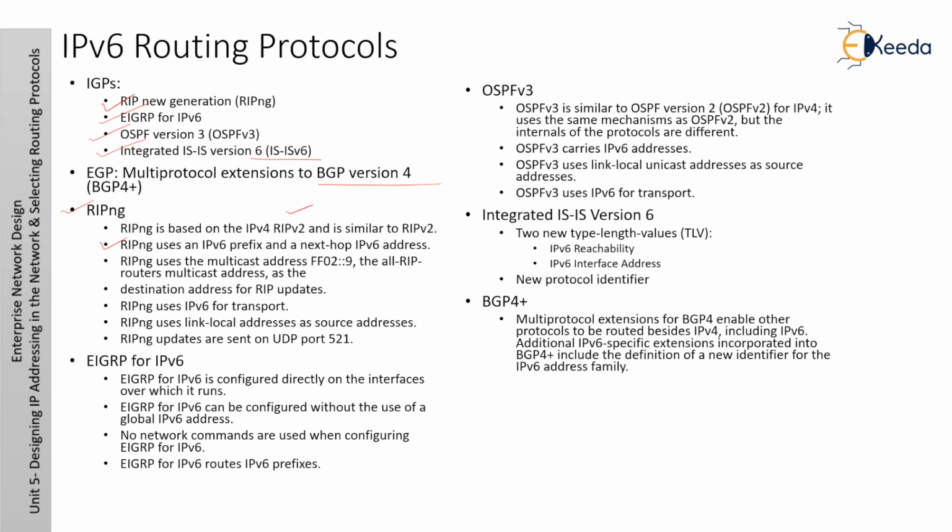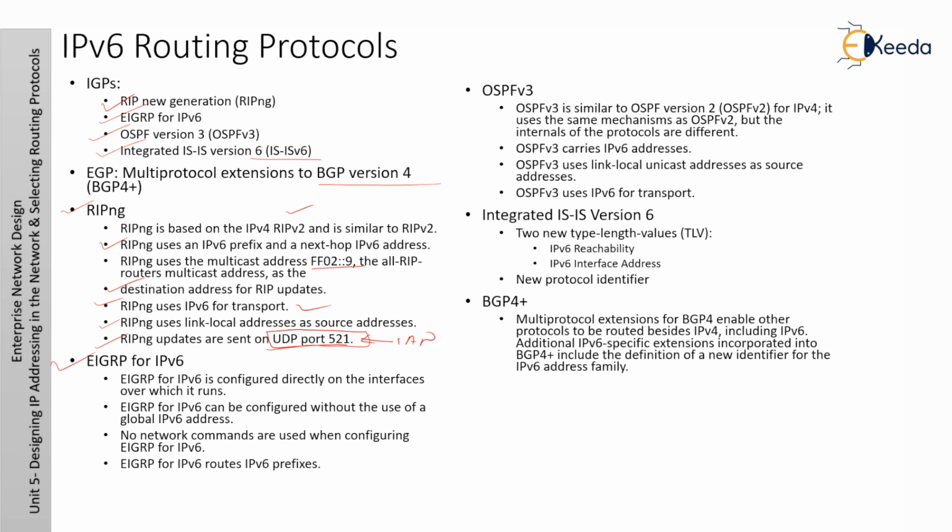RIPng uses an IP version 6 prefix and next hop IP version 6 address. RIPng uses the multicast address FF02::9, the all RIP routers multicast address, as the destination address for RIP updates. RIPng uses IP version 6 for transport. RIPng uses the link local address as the source address, and RIPng updates are sent to UDP port number 521. This port is assigned by IANA.